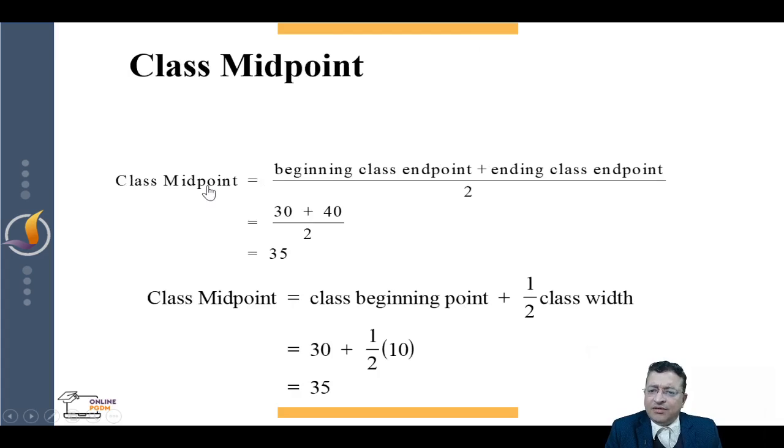Then accordingly, in some cases we also require the class midpoint. So what is the class midpoint? In any interval, take the beginning point and the ending point, add them and divide by 2, and we get the class midpoint, right? There is an alternate calculation also.